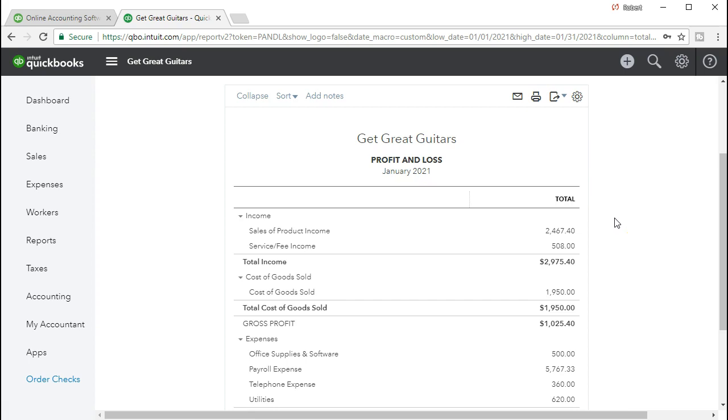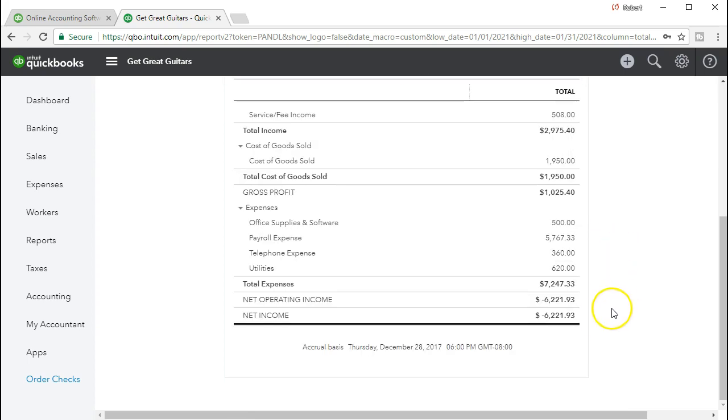Let's just recap this real quick. We note that the bottom line number is that 6,221.93. That's what we found on the balance sheet. So they are connected. They are related. This will be part of the equity section. This is really detail about the equity section, about the earnings over time, or in this case, the loss over time.